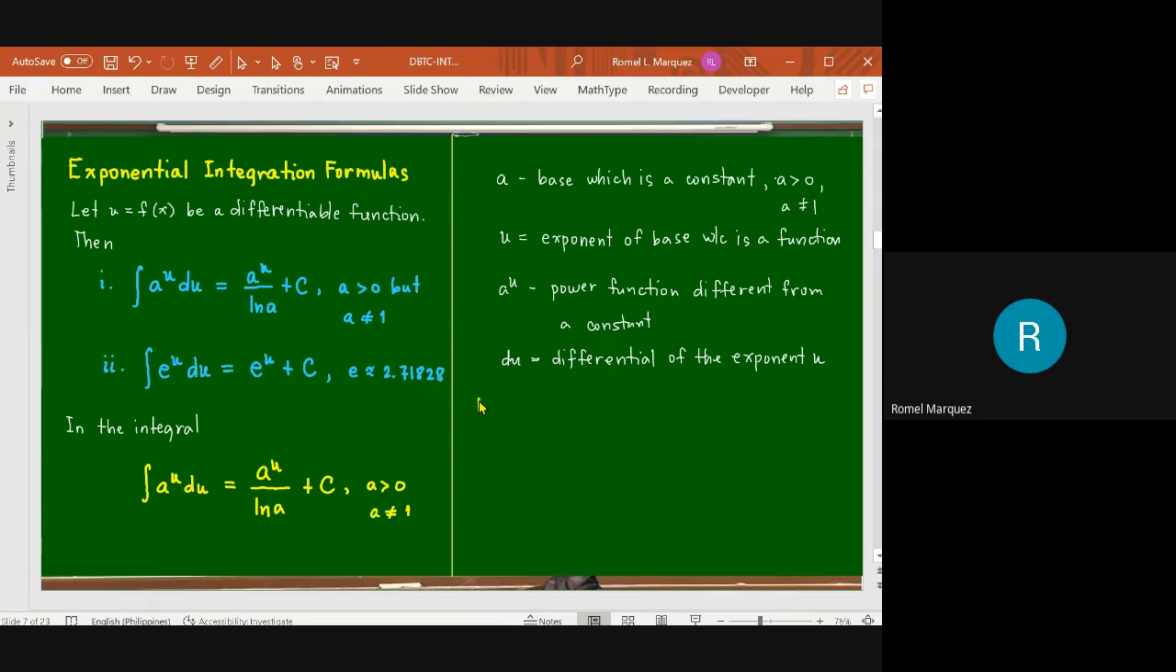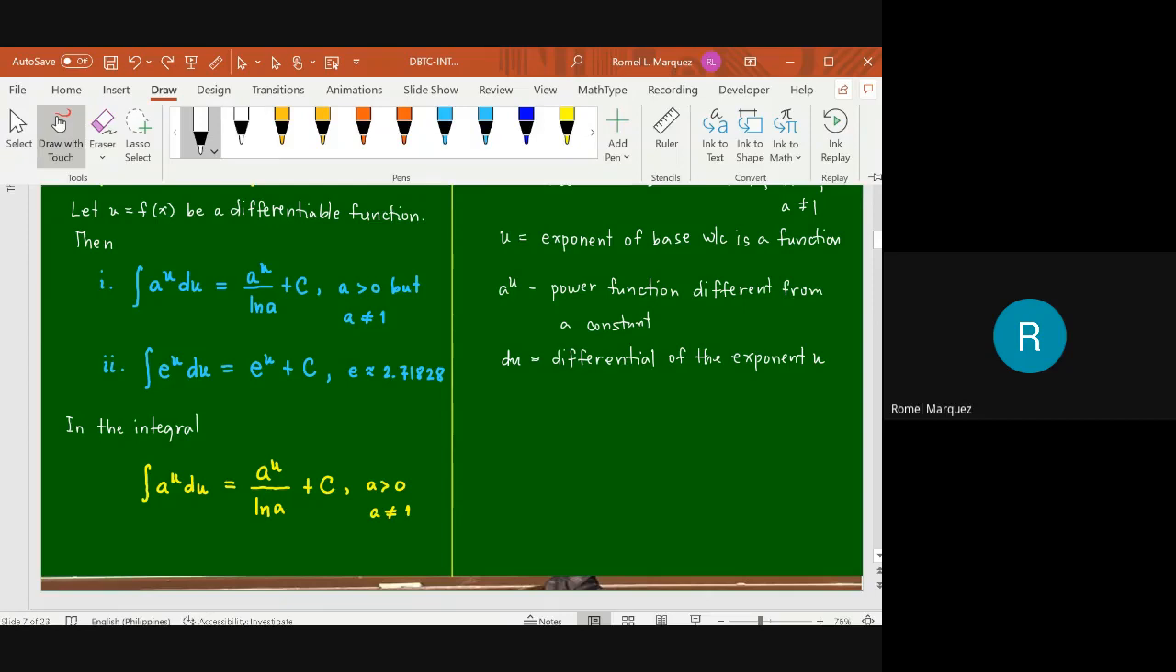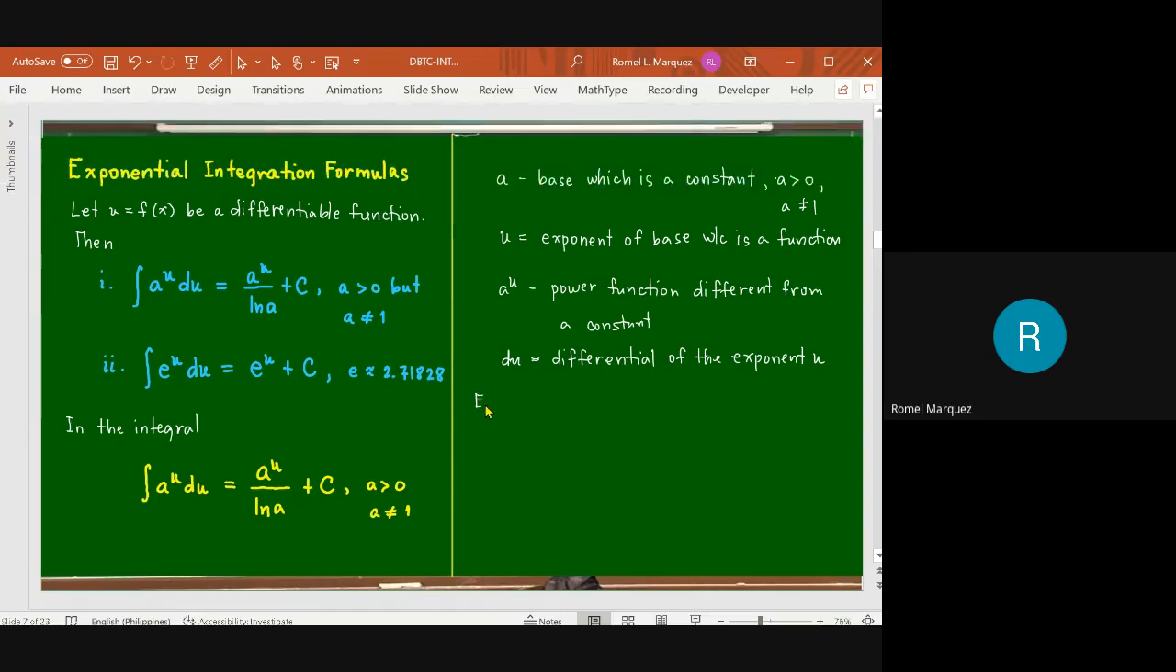And so let's apply that in evaluating integrals. Okay, this formula. Let us have the following exercises. Evaluate the given integral. Number 1. So integral of 2 to the x to the 4th, then x cubed dx.